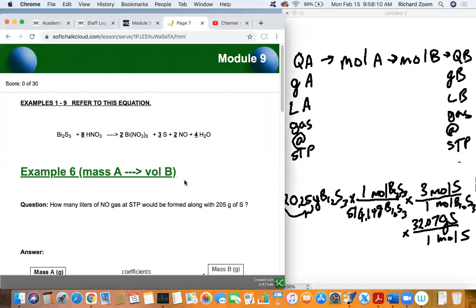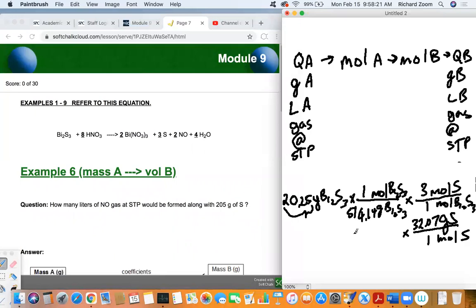Okay, we'll do one more example here. I like this one here. How many liters of NO gas at STP would be formed along with 205 grams of sulfur? Okay, so I wanted to throw something in here about the gases at STP.